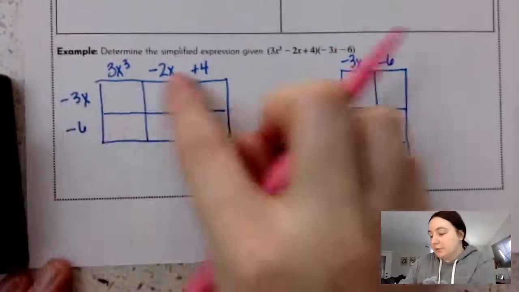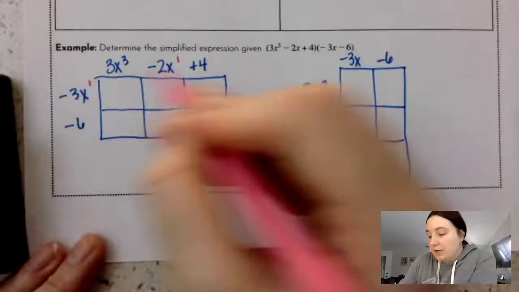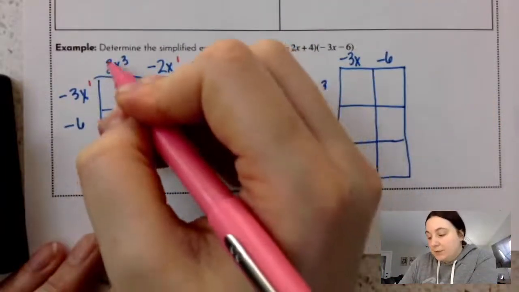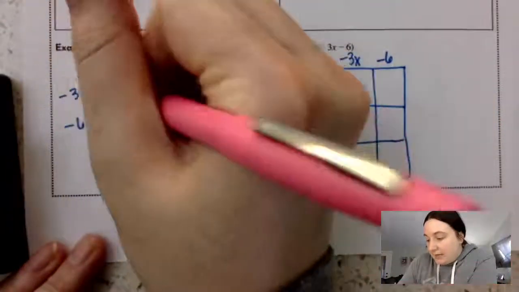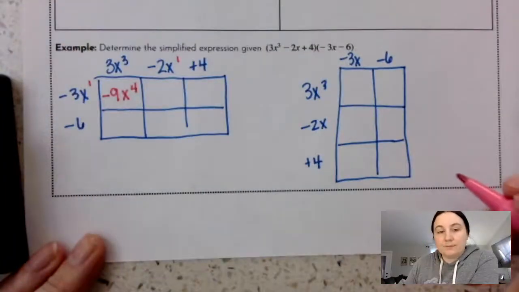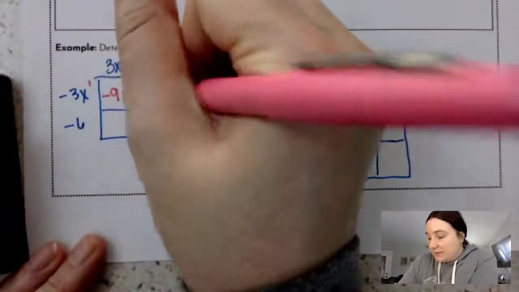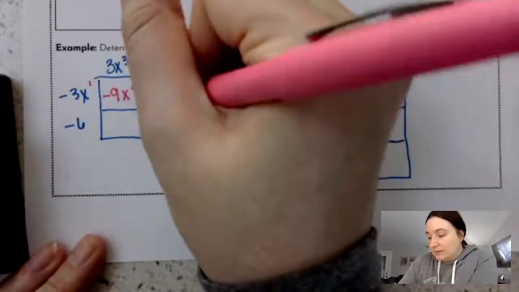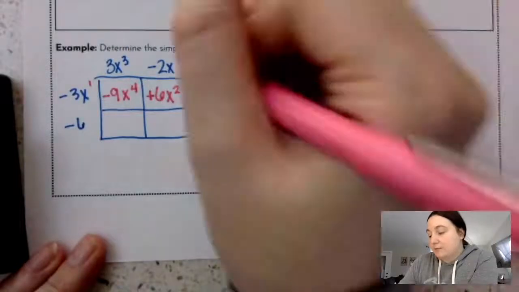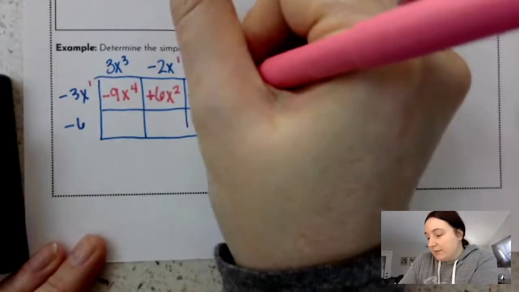So I'm going to do this one, and again we're just multiplying each one. Just be really careful when you add your exponents. I like to draw on my 1 so I don't forget. So 3 times negative 3 gives me negative 9. I have 3 x's and 1 x, so that gives me x to the 4th. Negative 2 times negative 3 is a positive 6. I have 1 x and 1 x, so I have x squared. 4 times negative 3 is negative 12, and I just have the 1x.